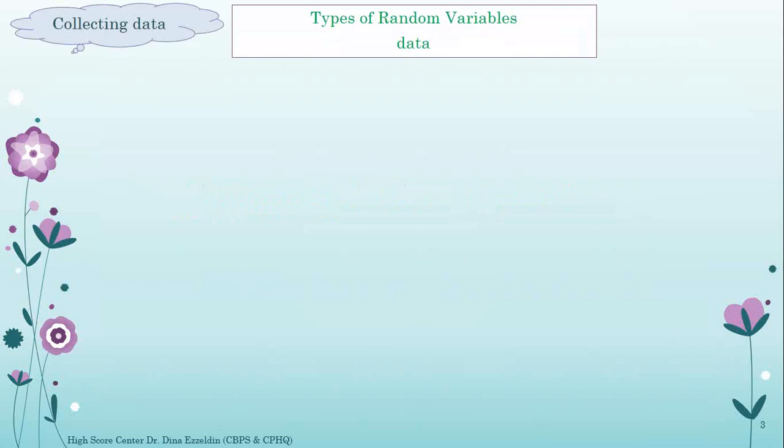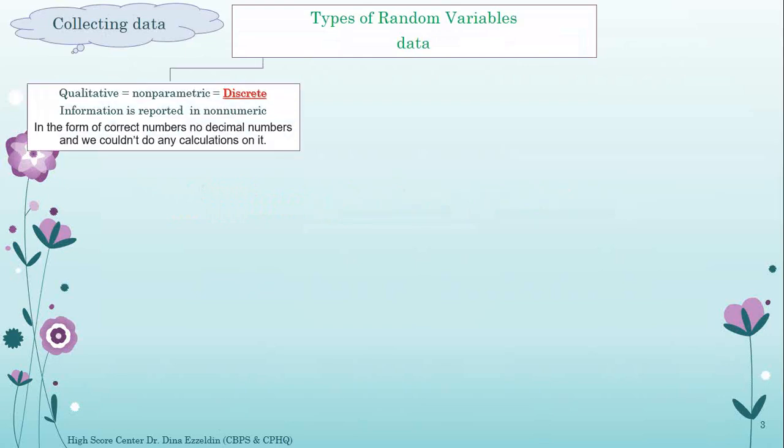Biostatistics: we are collecting data. There are types of random variable data, and we want to classify this data according to its type. First, is the data qualitative, or non-parametric, or discrete? These are all names with the same meaning.